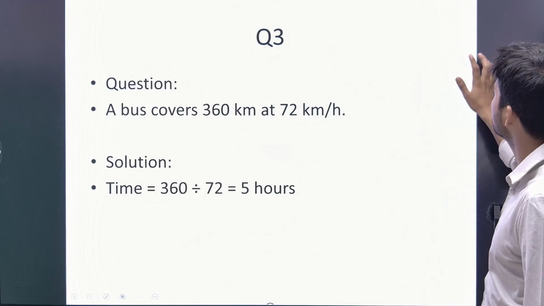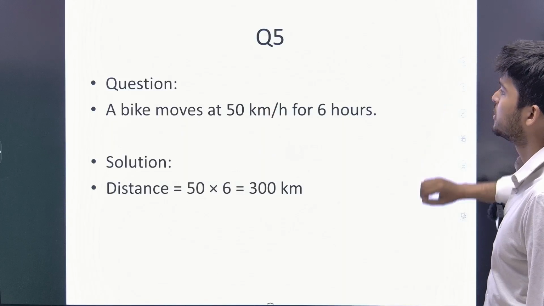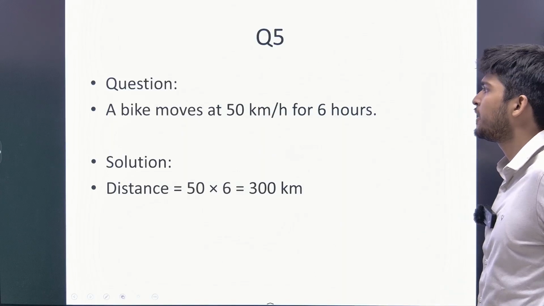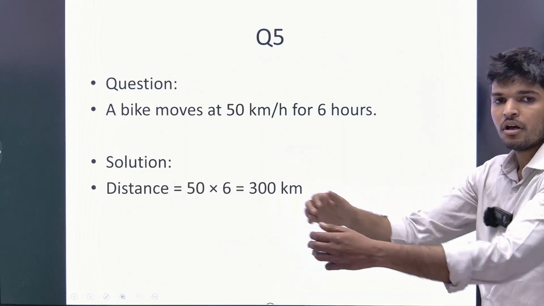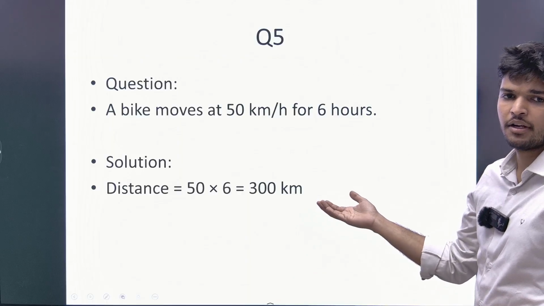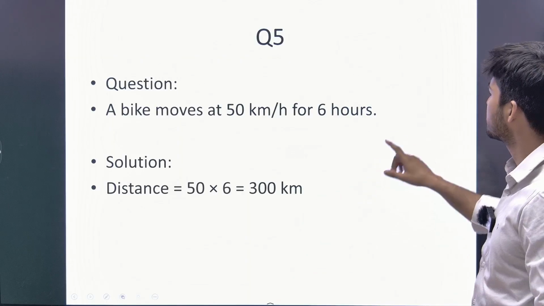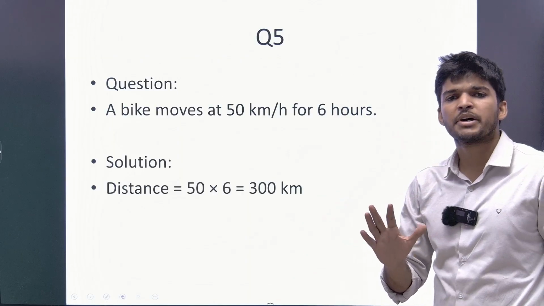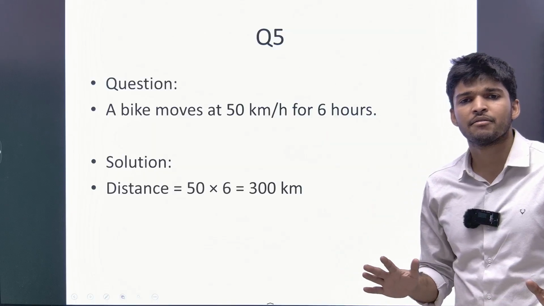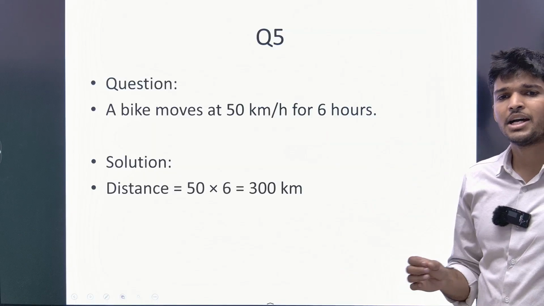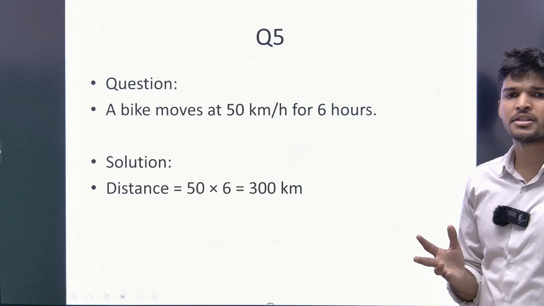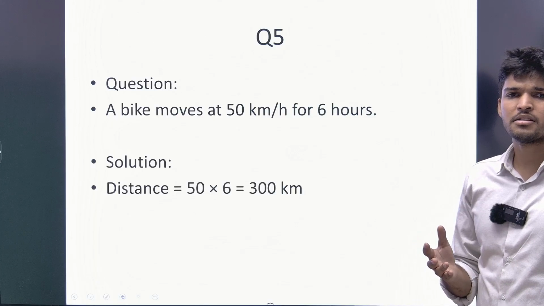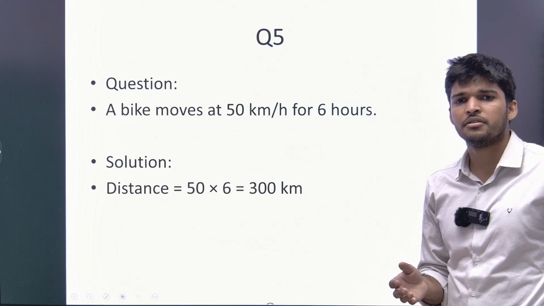Coming back to the previous question: a bike moves at 50 kilometers per hour for 6 hours, the distance would be 50 into 6, which is equal to 300. Many of you must be finding these questions very basic, very easy, as the concept of speed, distance, and time is, I think, taught in 6th or 7th grade.